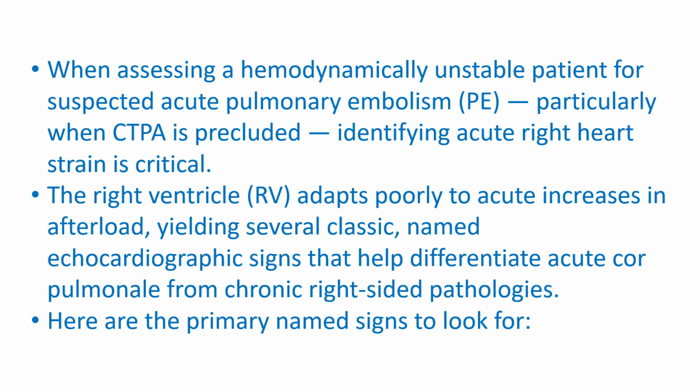When assessing a hemodynamically unstable patient for suspected acute pulmonary embolism, particularly when CTPA is precluded, identifying acute right heart strain is critical. The right ventricle adapts poorly to acute increases in afterload, yielding several classic named echocardiographic signs that help differentiate acute pulmonary from chronic right-sided pathologies. Here are the primary named signs to look for.